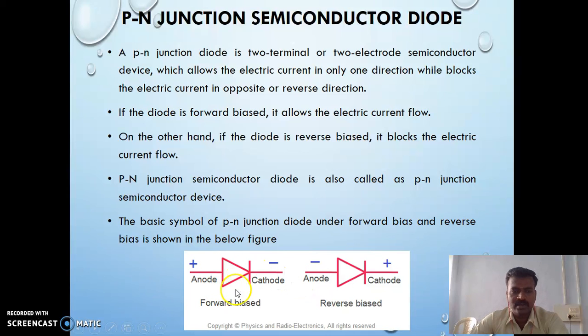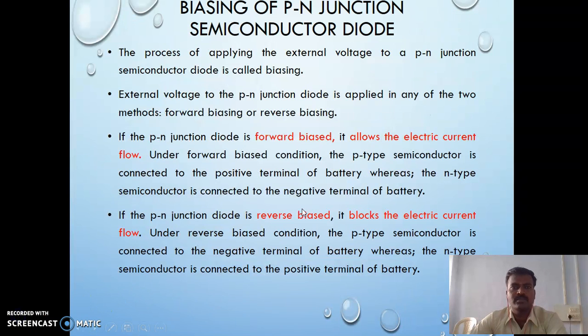The first one is the forward bias condition. The anode terminal is connected to the positive terminal of the battery and the cathode is connected to the negative terminal of the battery. During the reverse bias, it is just the opposite. The anode is connected to the negative terminal of the battery and the cathode is connected to the positive terminal of the battery.